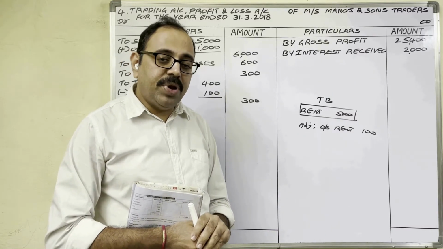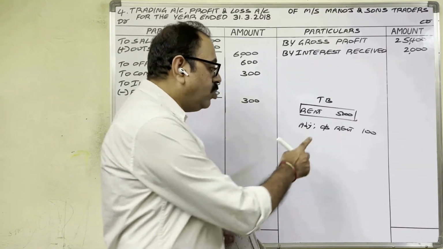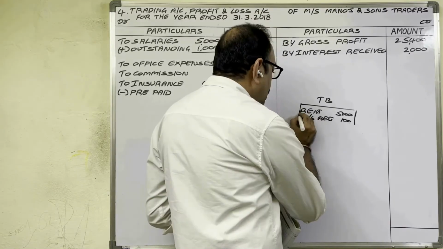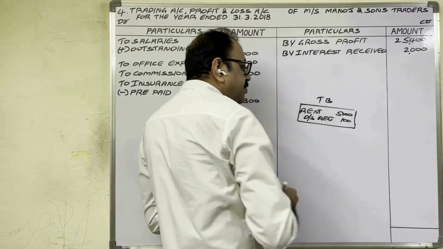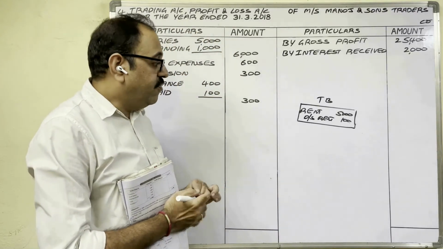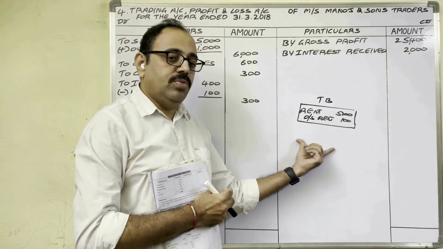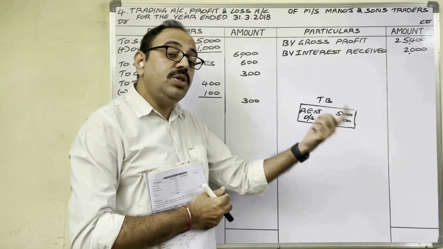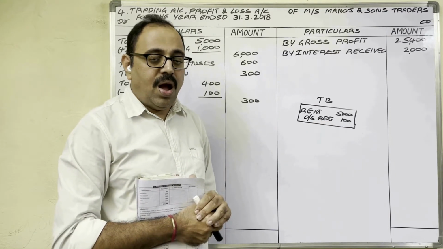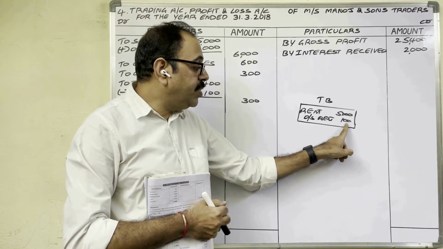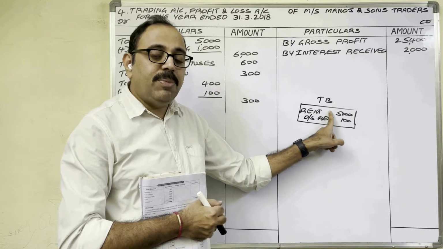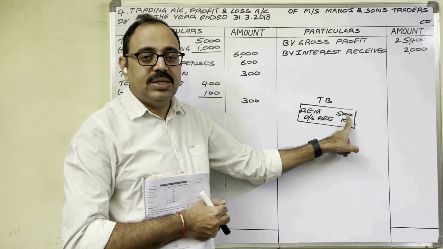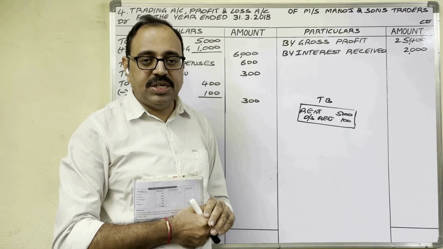But in the present problem, this outstanding rent is also given in the trial balance. What is the meaning of this? The meaning is, while preparing the rent account, the outstanding rent of 100 rupees has also been considered. After recording 100 rupees in the rent account, the balance carried down in the rent account is 5000 rupees. That is the meaning of this information.